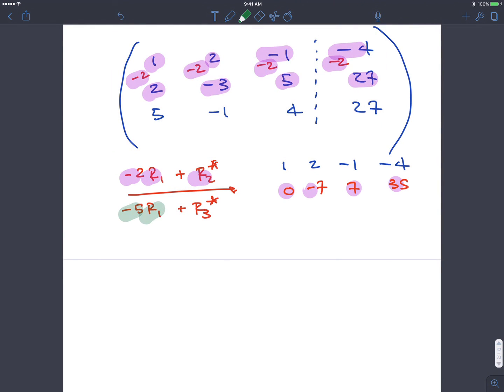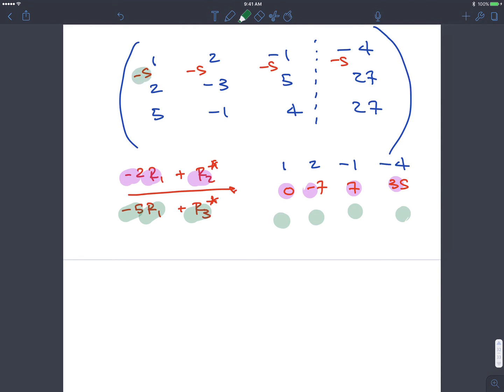Negative 5 times row 1 will give us a new row 3. So we're going to get a new row 3. Let's erase the highlights. And let's go through the process. Remember, negative 5 to row 1 now.